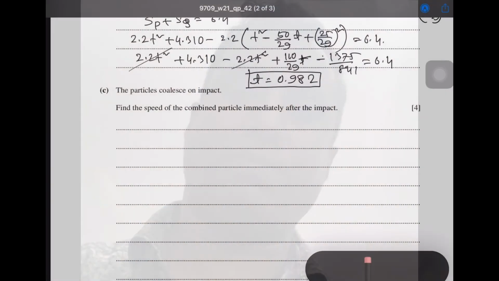Before starting this question paper, you should have sound knowledge of all the topics and concepts from your mechanics papers. Then you should have practice from your previous papers, I mean past papers. Then you can start this paper successfully.